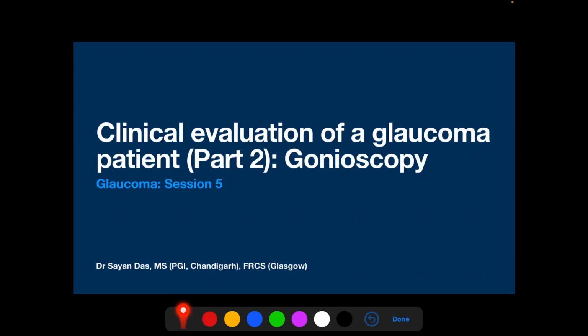Welcome. In this session, we'll be discussing gonioscopy. In the previous session, we discussed the anterior segment findings on the slit lamp in a glaucoma patient, and in the next session, we'll discuss how to examine the optic nerve head in a glaucoma patient.